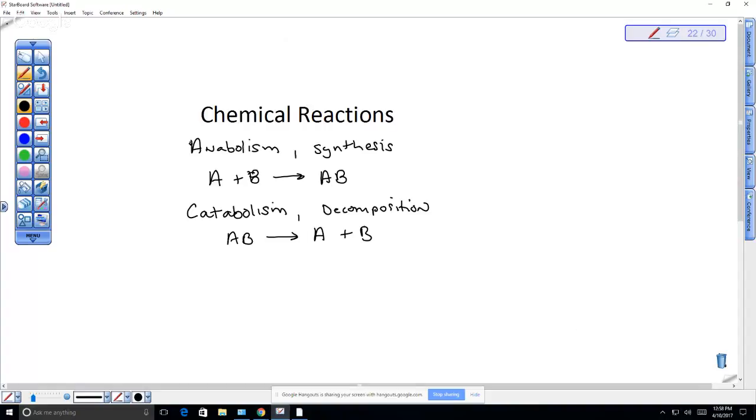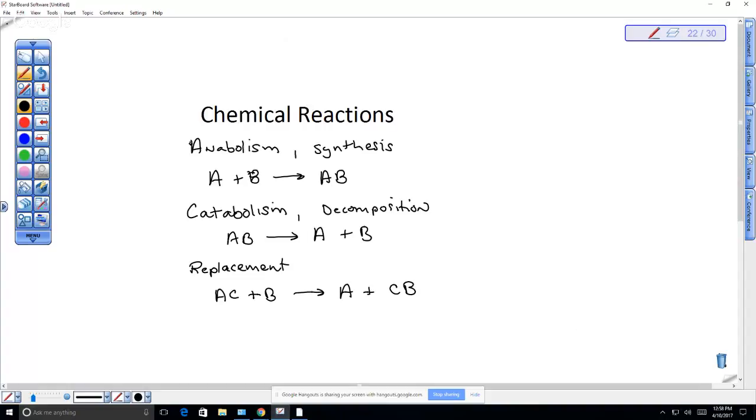We can also talk about replacement. So this would be like if you had AC plus B, right? And that gave you A plus CB. I don't know why I put C in front of B, but I did. Okay. So A was bound to C, right? And then it just got converted. So C is now bound to B instead of A. So sometimes we'll see those types of chemical reactions occurring in the body.